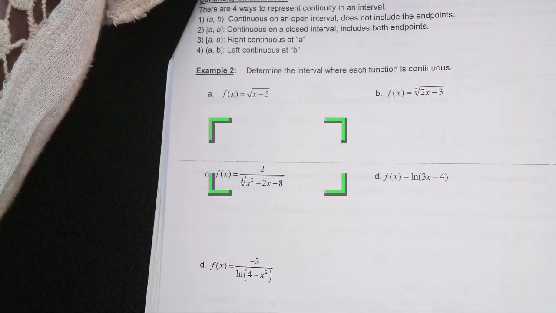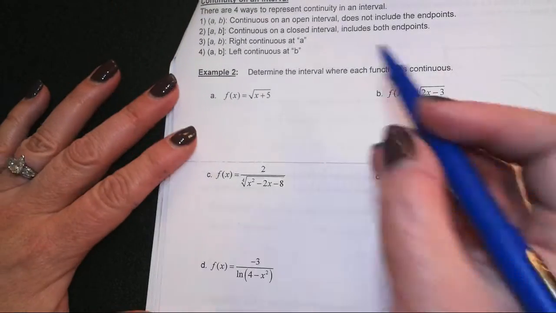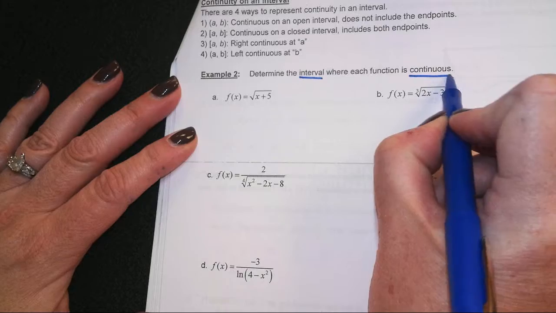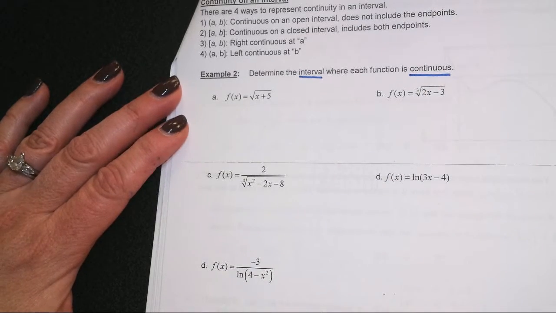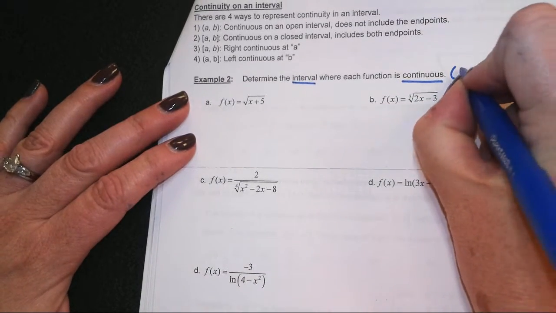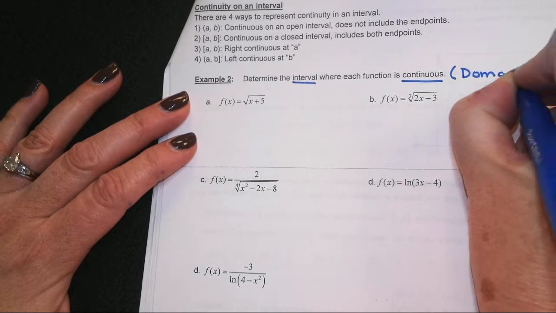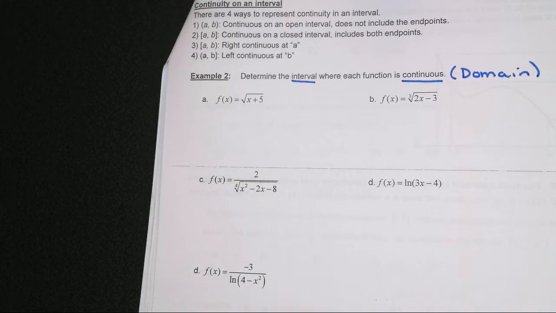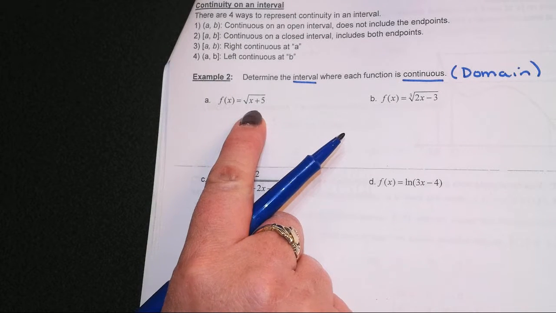Like I mentioned, in these examples, I want to know the interval where the function is continuous. All you're going to do is look at the domain. Basically, this is not asking for the type of discontinuity at a particular x. It wants to know the interval where it's continuous. So all you're basically going to do is state the domain. That's it. All right? So this goes back to what you studied back in Algebra 2.